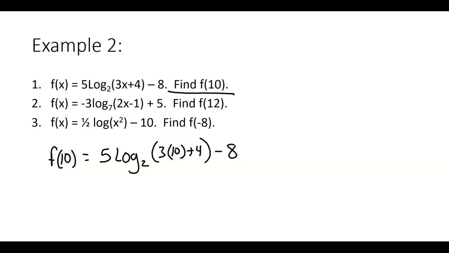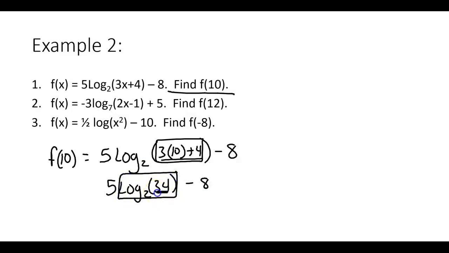Order of operations matters here, you guys. So parentheses are first. So we want to simplify this first. 3 times 10 is 30, plus 4 is 34. There we go. The next thing that we want to do is we want to simplify this piece.